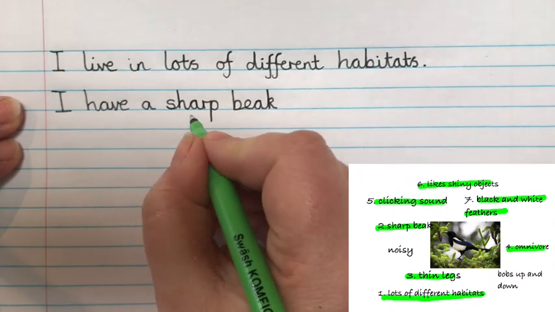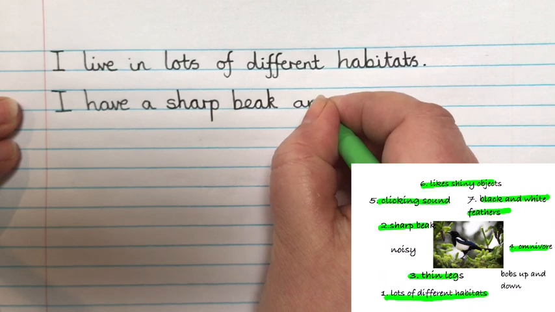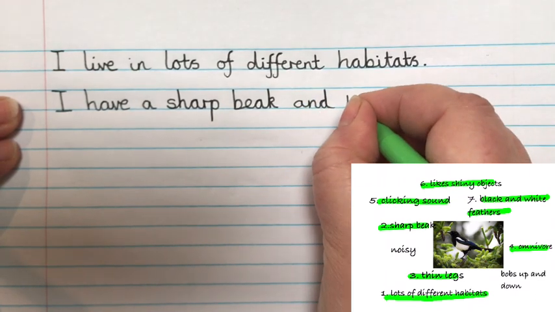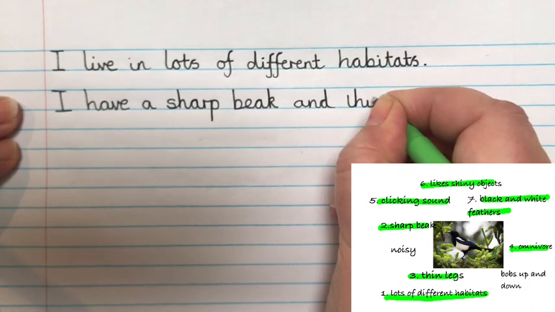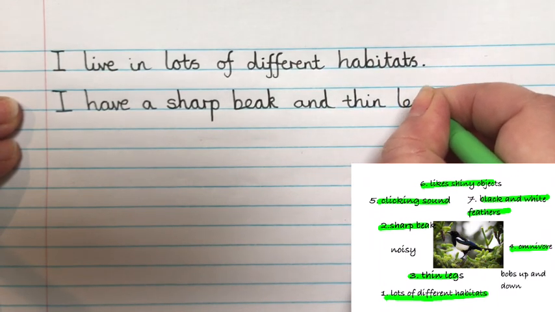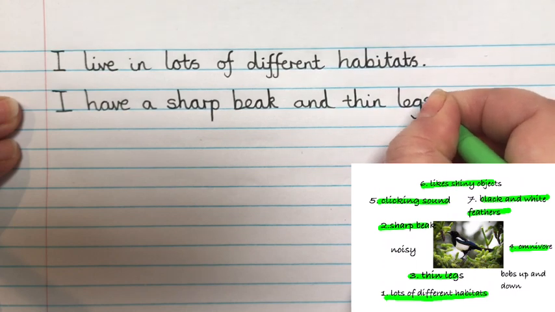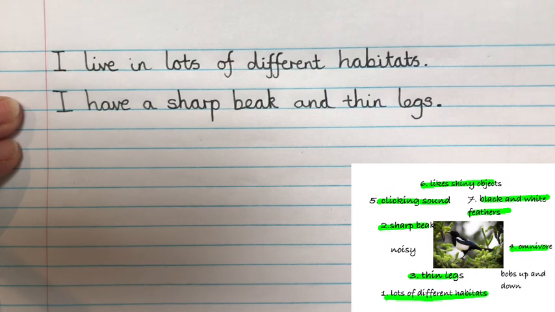I have a sharp beak and, there's my conjunction, and thin legs. Don't forget the S for legs. It's not just one leg, they've got two. And my full stop at the end.